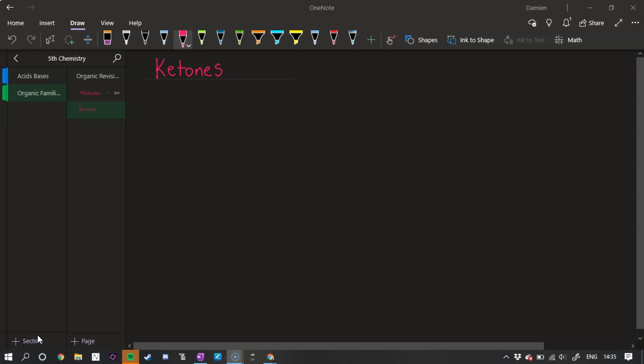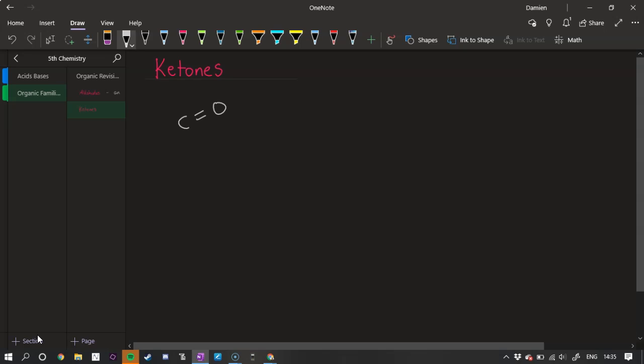Okay, so the next section is on ketones. If we have a look at ketones, ketones are similar to aldehydes, except ketones have a C double bond O group. That's it. There is no H, so it's just C double bond O. So how do we name ketones?